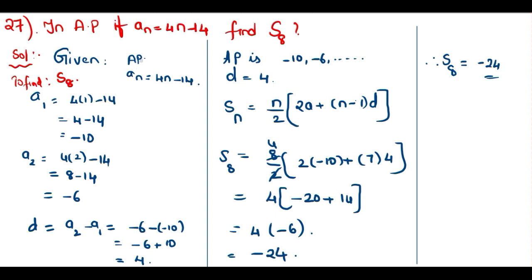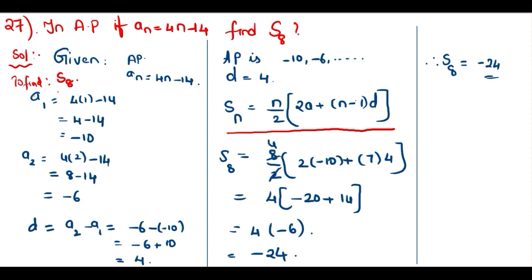Because this is an AP, let us find a few of the terms in order to find the D. Why are we finding this? Because for finding the S8, the formula is Sn is equals to n by 2 into 2a plus n minus 1 into D. We have n, that is 8, but we do not have a and D. So, in order to calculate that, let us take the nth term, which is given as An is equals to 4n minus 14.